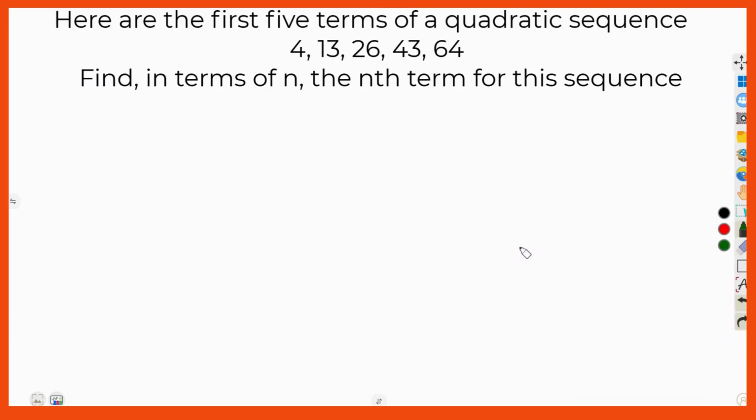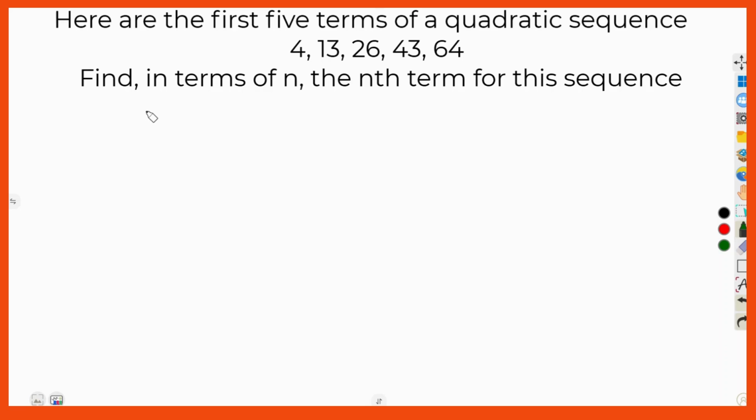So here's this question. Here are the first 5 terms of a quadratic sequence: 4, 13, 26, 43, and 64. Find in terms of n the nth term for this sequence. So we already know that this is a quadratic sequence. And so with that, we begin.